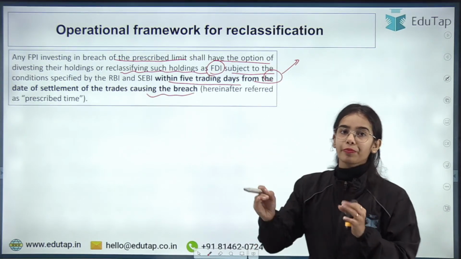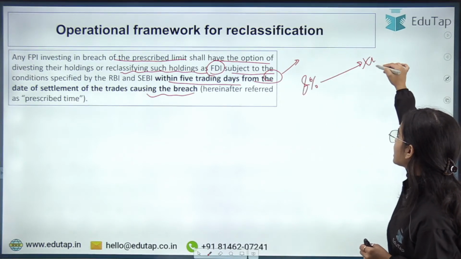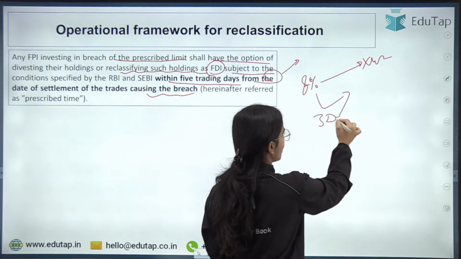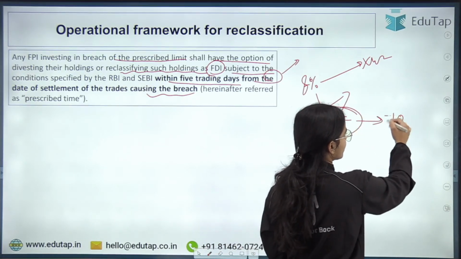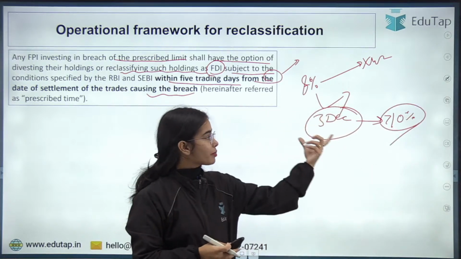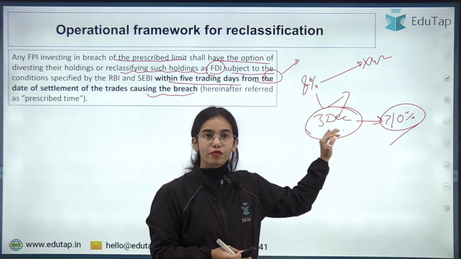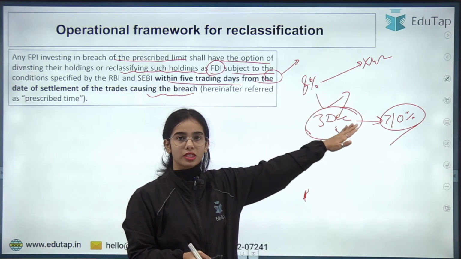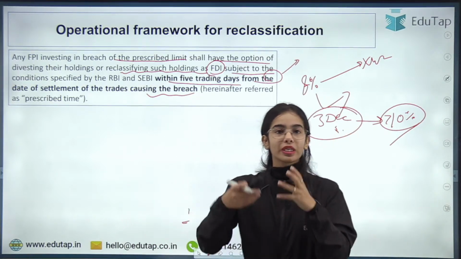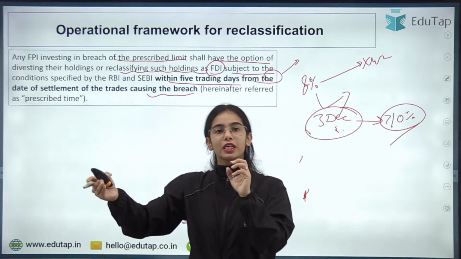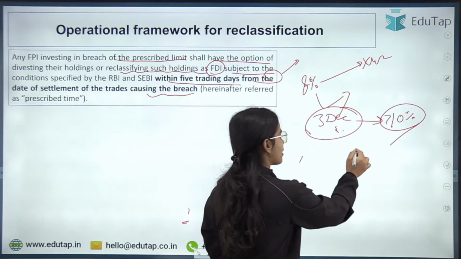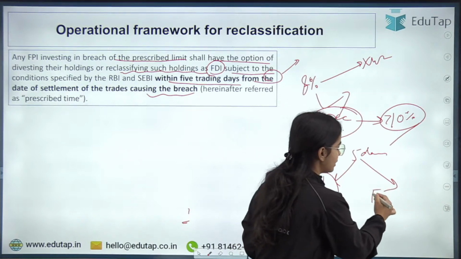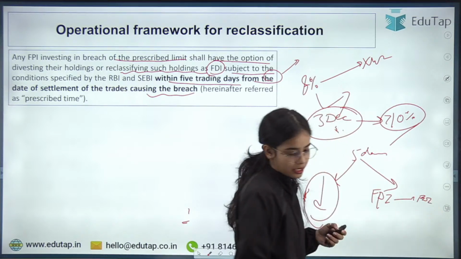So let's say that you had 8% of the shares of XYZ company, and today you have bought 2 to 3% more shares of XYZ company. That means on 3rd December you have breached the limit and you have more than 10% of the shares in XYZ company. From the day of breaching the limit, you have 5 trading days from the date of settlement of the trade causing the breach. From this day, you have 5 trading days to either divest your holding or to initiate the process of converting your FPI into FDI. So this is the idea.